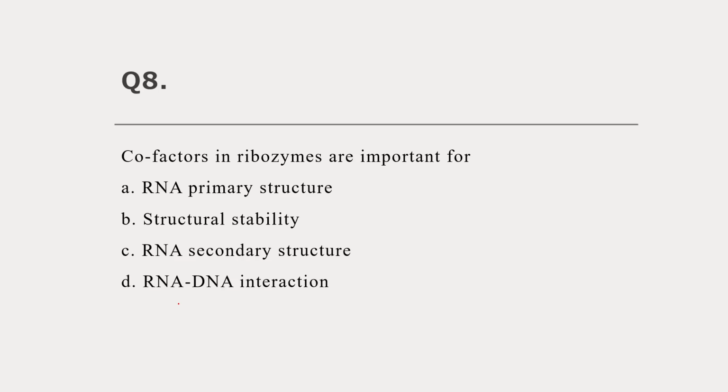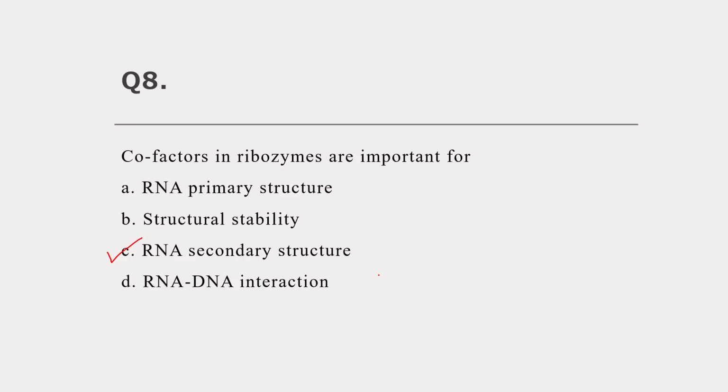Okay, let's discuss. So all of you or most of you have answered C, right? So yes, it's true. It is required for RNA secondary structure. So, cofactors in ribozymes. First, we need to understand what a cofactor is. Cofactors are basically non-protein compounds. They can be a chemical compound other than protein or can be a metal ion also. Generally they are required for RNA secondary structure formation or stabilization of RNA secondary structure.